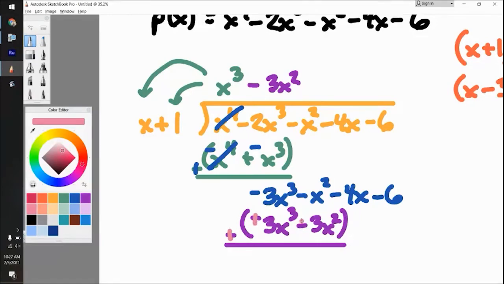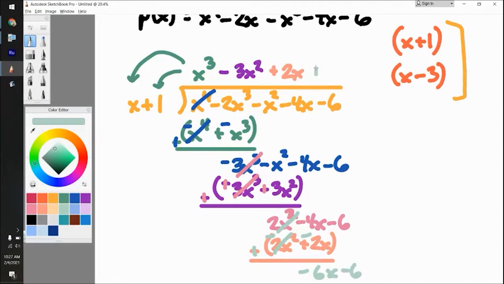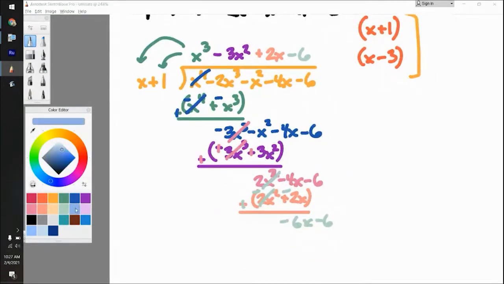I know these take a long time, but that's why we're only doing one of them. 2x squared minus 4x minus 6. Okay, we're going to multiply this by 2x here, so we get 2x squared plus 2x. And you get negative 6x minus 6, which is awesome because, oops, that should be a minus. There shouldn't be a remainder because x plus 1 is a factor. So if you remember remainder theorem, this is going to be negative 6x minus 6. Everything is going to cancel. So there's no remainder there, which is perfect.